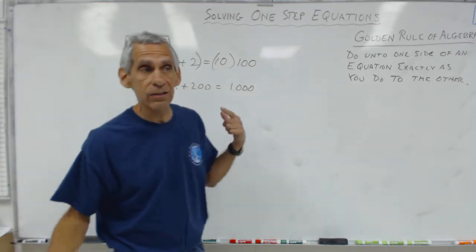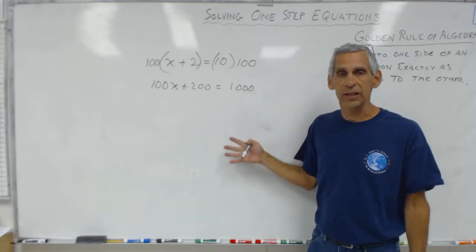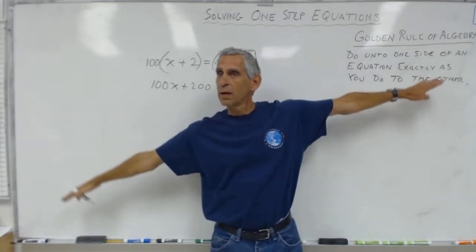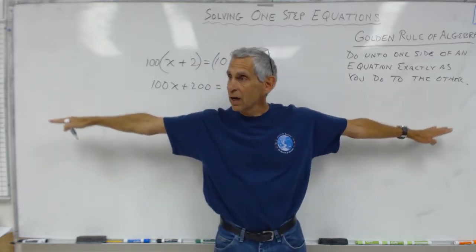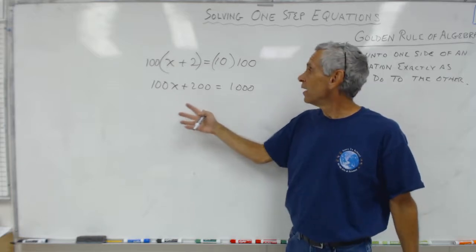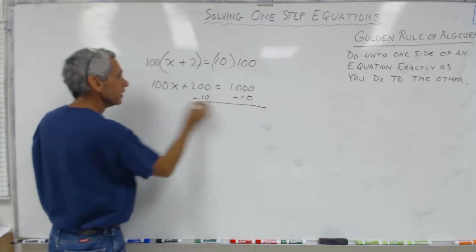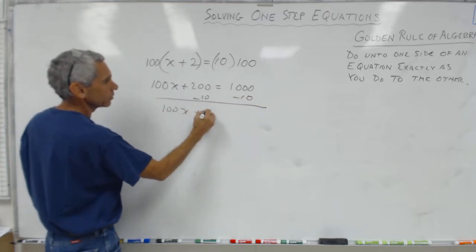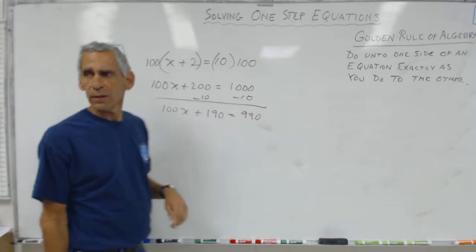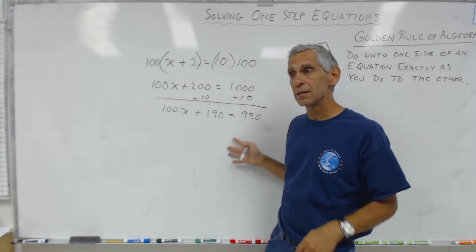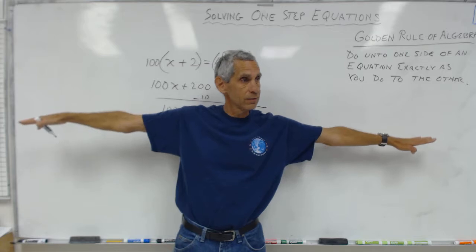Now I may have changed values, right? I may have changed the equation, but what did I not change? I didn't change the fact that it's balanced. Does that make sense? Right? And it's because of that that I can do anything I want. And then I could subtract 10 from this, right? Subtract 10 from both sides. And then I have 100x plus 190 is equal to 990, right? I changed it, but I maintained its balance because I did the same thing to this side that I did to this side. Does that make sense?